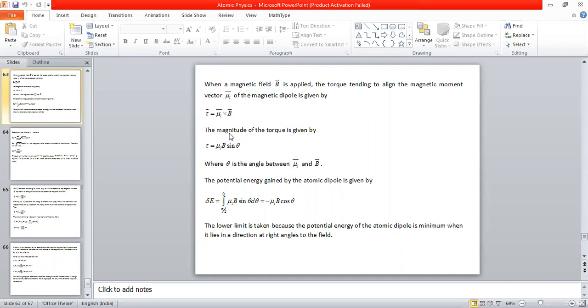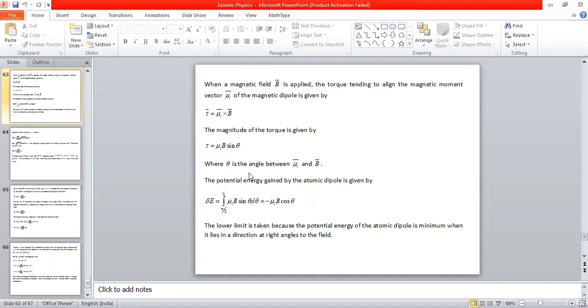Then, leaving the vector notation, we can write the expression as tau is equal to mu L B into sin theta. A cross B is equal to A into B into sin theta. If we take the magnitude, the unit vector goes away, so here also we are taking only the magnitude. Magnitude of vector tau is equal to mu L B into sin theta, where theta is the angle between vector mu L and vector B.